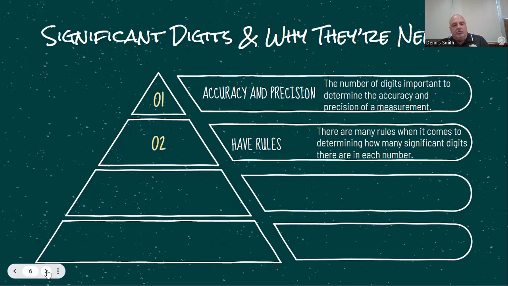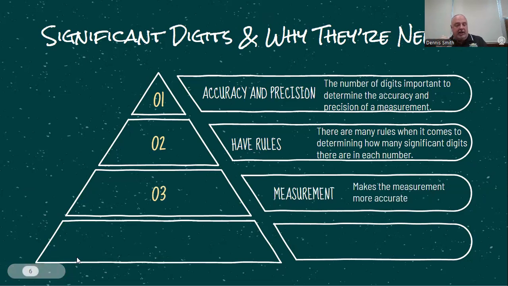Okay. Number 2, they have rules. There's many rules when it comes to determining how many significant digits there are in each number. And you'll see why I struggle with significant digits and understanding the logic behind it, because once we get into the rules, it's going to be very interesting. So number 3, measurement. In the end, it does make your measurements more accurate, and it also can make them more precise as well. Okay. And it's tricky. I'm not going to lie. There's so many rules that go with significant digits.